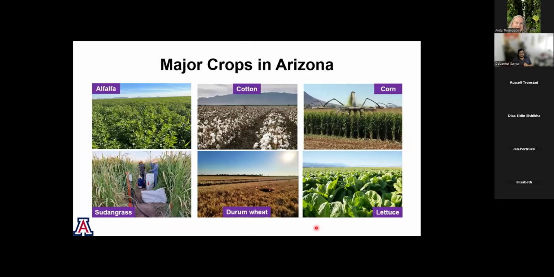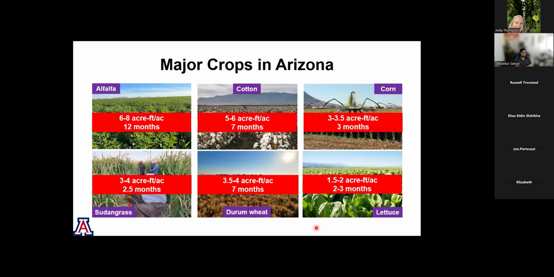Now, here's a slide to compare how much water we're using for different crops. Now, the numbers may vary. Please don't take these numbers to heart, because they may vary depending on what kind of system you are in, what elevation you are in, what part of the state you are in, and what kind of management practices you have. But on average, these are the numbers I found from different conversations.